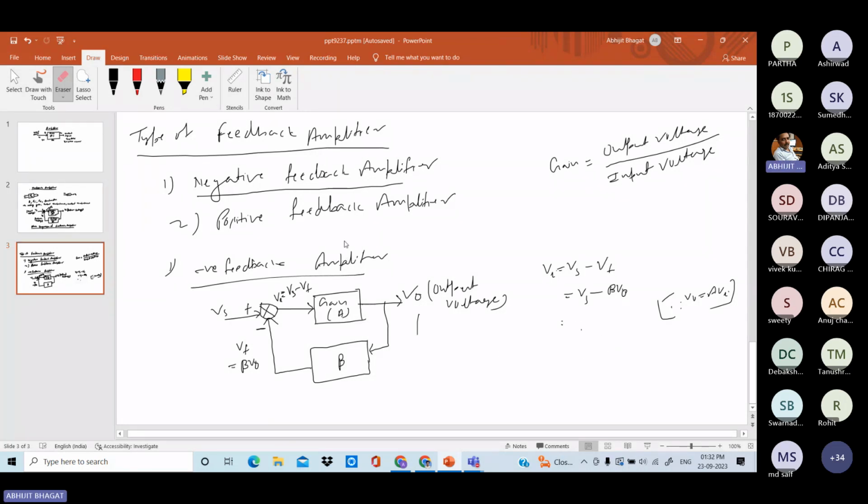Here we are finding the gain of the amplifier, and in this case your gain is V0 by Vs. So we have to find out V0 by Vs. तो V0 by Vs के लिए यहाँ Vi को हटाना है. So Vi is what? Vi is your V0 by A.